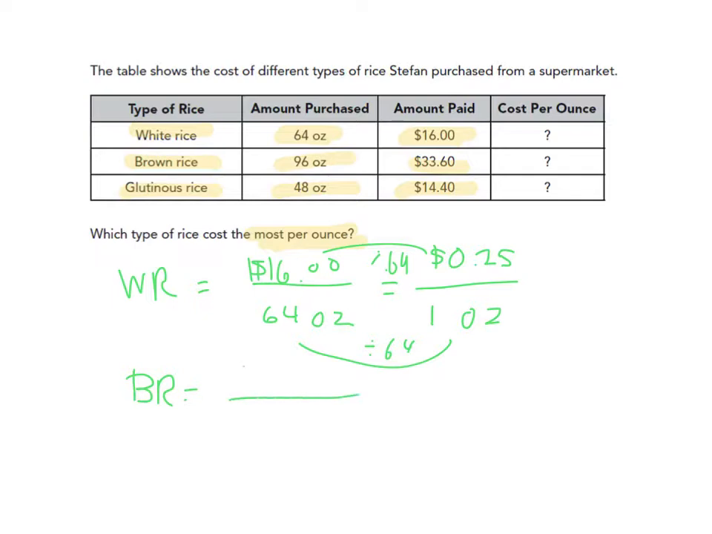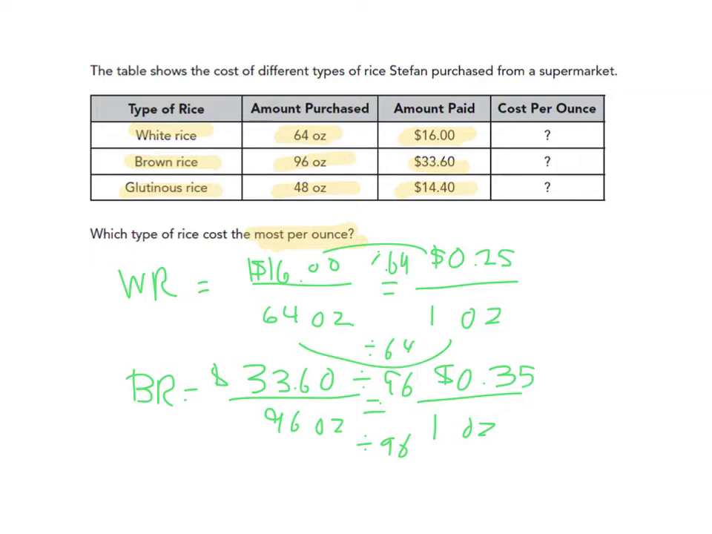If I look at the brown rice, they told me that it was $33.60 for 96 ounces, but I need to find a single ounce so it's easy to compare. So I would divide the top and bottom by 96, and if I type that into my calculator, I get 35 cents per ounce.